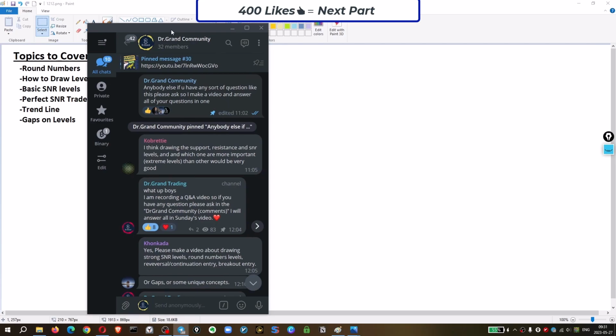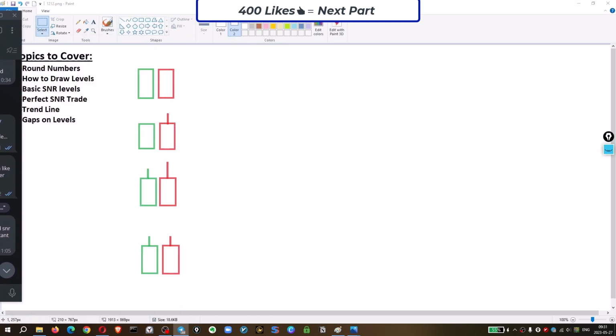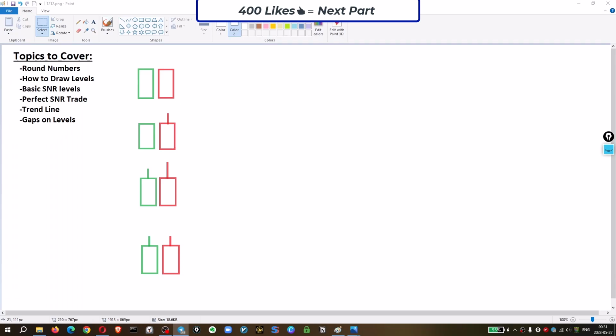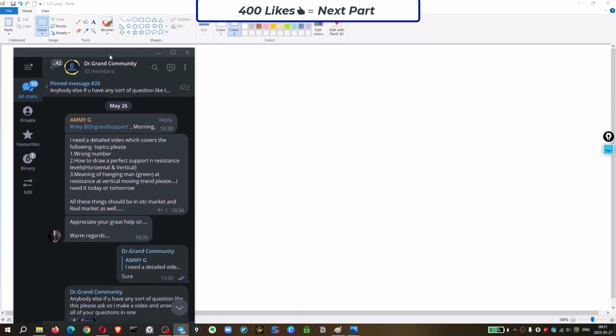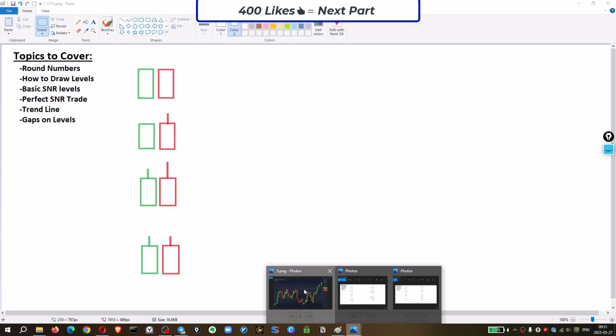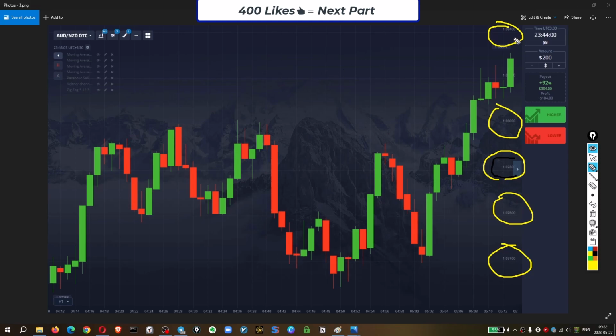Okay, so let's start. I gathered all the questions asked in this group, and I will answer them all. So the first thing: Amy, it's not a wrong number, it's a round number. Okay, look at this. You will see some numbers highlighted by the broker itself that end in zeros. You see that these have 2 zeros, 3 zeros, 2 zeros, 2 zeros, 2 zeros. Because they are rounded, we call them round numbers. So it's not a wrong number, it's a round number.